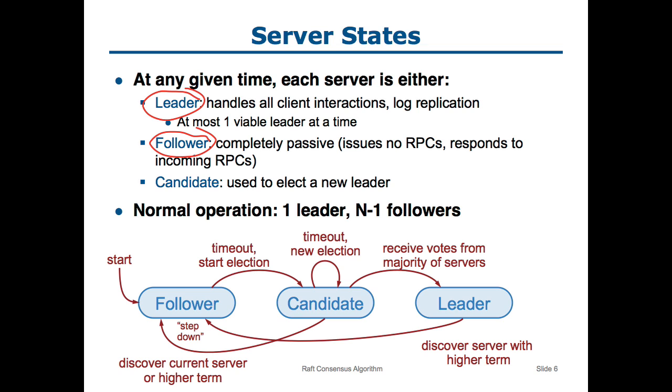These servers are completely passive. They issue no remote procedure calls at all. All they do is respond to remote procedure calls coming from other servers. The third state is called candidate state. This is a state intermediate between follower and leader and is used temporarily during elections to pick a new leader. In normal operation of the system, there will be exactly one leader and all of the other servers will be followers. At the bottom of the slide, I've shown a state diagram of these states and the transitions between them. I'm not going to go over those now, but you may find those useful to refer to as I go through the details of the algorithm in the later slides.